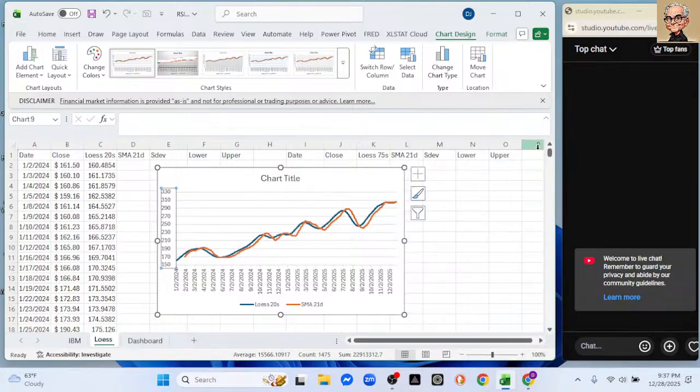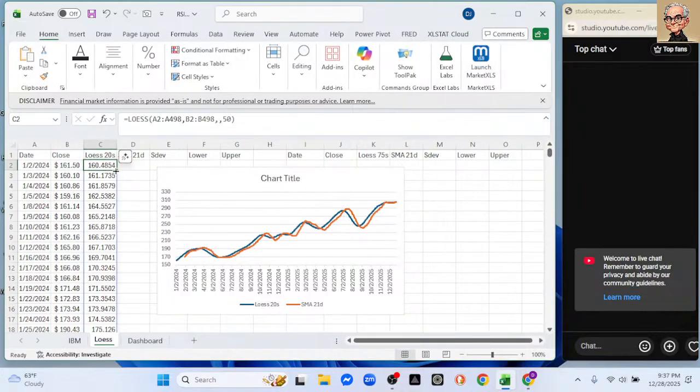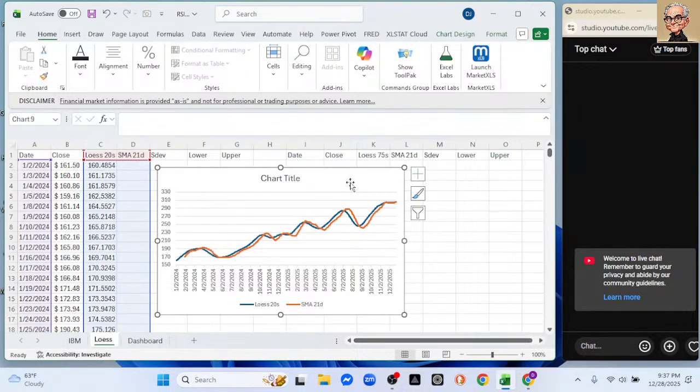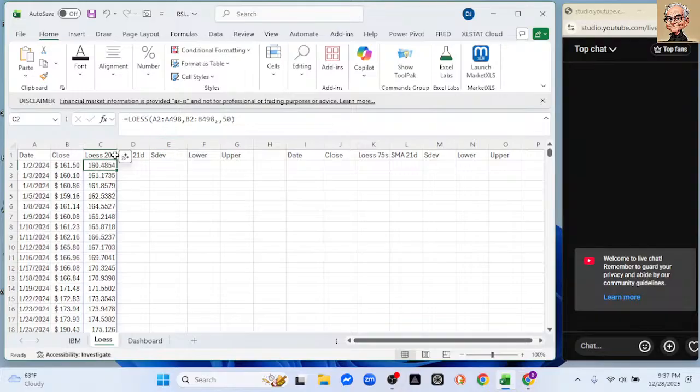So you can see the 50 is actually pretty close, right, to the moving average? Because the red's the moving average. The blue is this. So let's stick with the 50, because it pretty well matches. Just change this to 50.